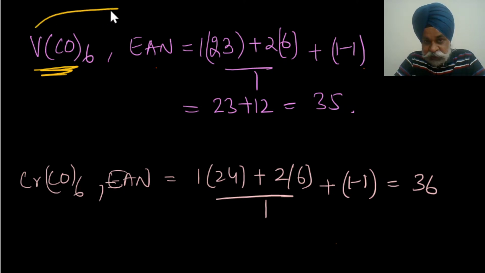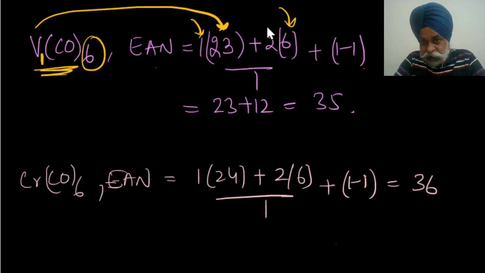So vanadium's atomic number is 23. X in this case, if you would see, X is 1. So I just have placed 1. And the carbon monoxide are how many in number? These are 6 in number into 2. So 1 minus 1. So this happens to come out to be 35. So here this shall be our answer.